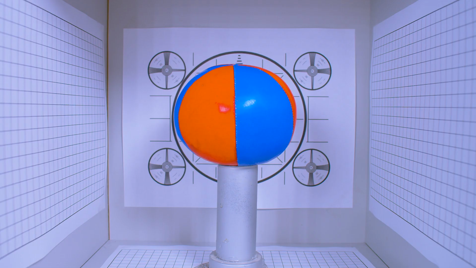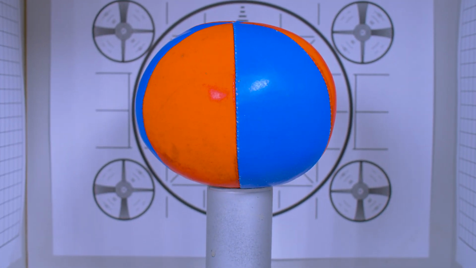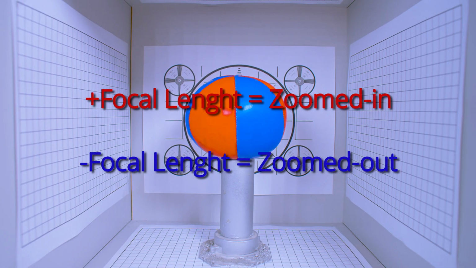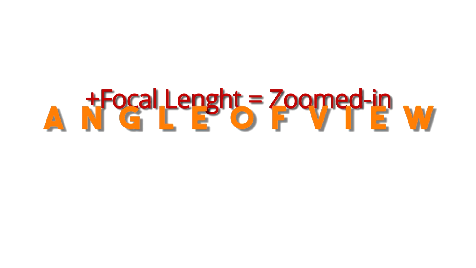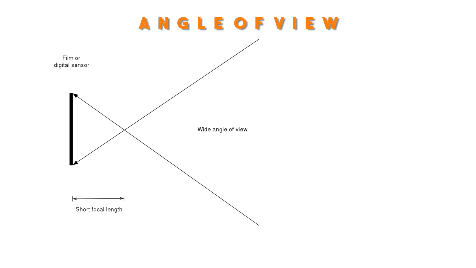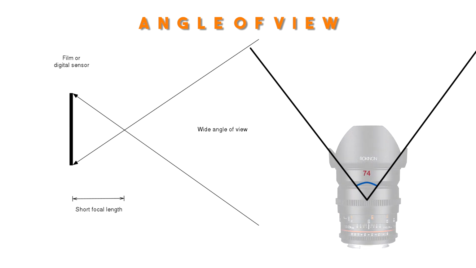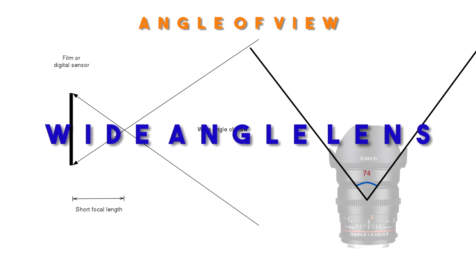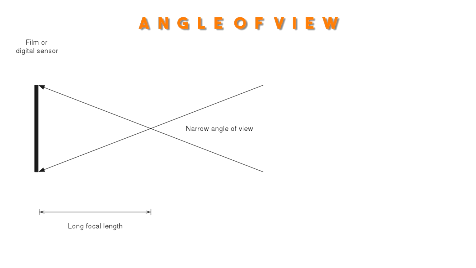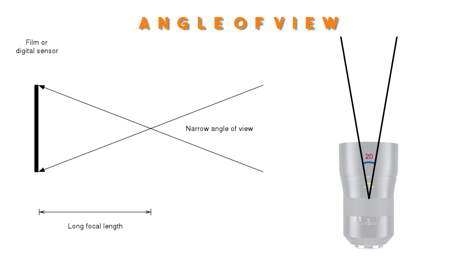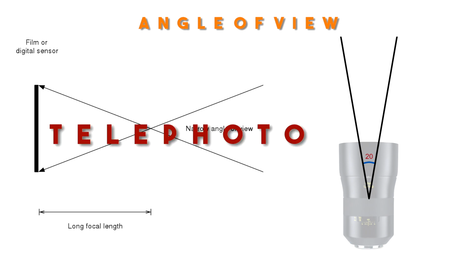A lens with a high focal length looks more zoomed in, while a lens with a lower focal length looks zoomed out. This is because they don't have the same angle of view. A lens with a short focal length has a large angle of view. For example, a 24mm lens has a horizontal angle of view of 74 degrees and is appropriately called a wide-angle lens. On the other hand, a lens with a high focal length has a narrow angle of view. For example, a 100mm lens has a horizontal angle of view of 20 degrees and is called a telephoto lens.